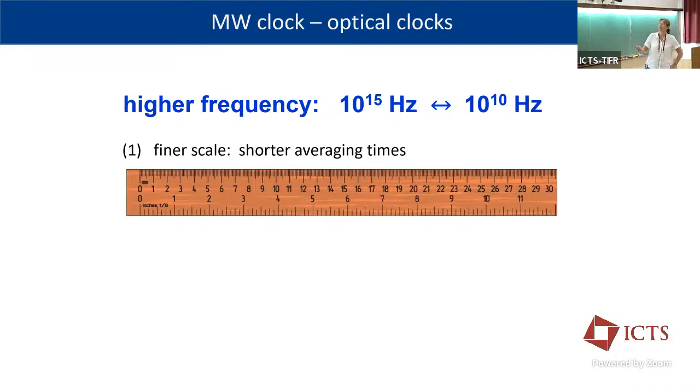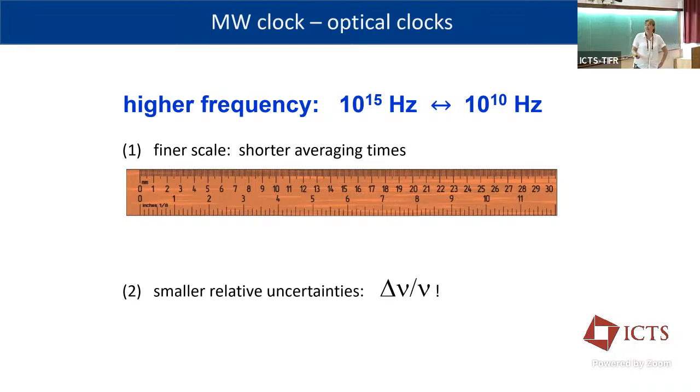That's why you can go to shorter averaging times. And the other aspect is that you have smaller relative uncertainties. So be careful. In a way, it's a little bit cheating because we're always talking about relative uncertainties. So we divide by the frequency. So of course, if I crank up my frequency, given the same delta nu, I immediately win orders of magnitude.